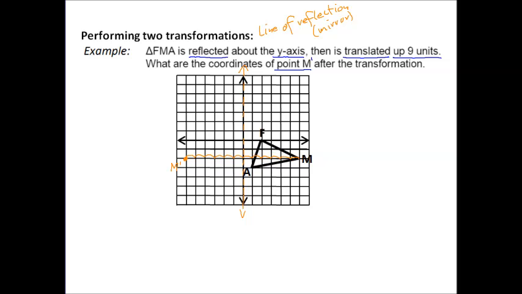And then we are translating it up 9 units. 1, 2, 3, 4, 5, 6, 7, 8, 9. And this is where our M prime finally lands. And we're supposed to tell the coordinates of that point. And here we start, of course, with our origin. 6 to the left is negative 6. And 7 up. Negative 6 and 7 are the coordinates of point M prime.